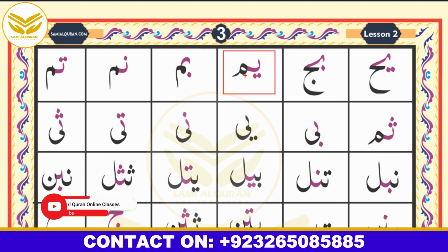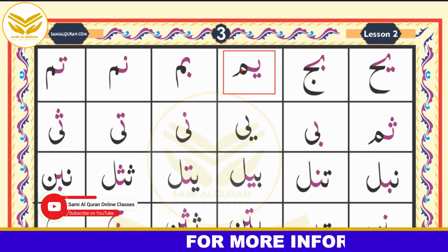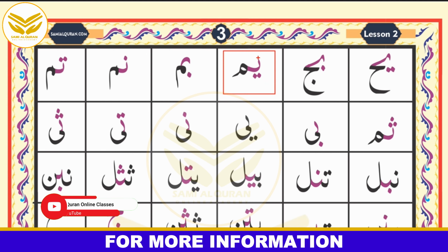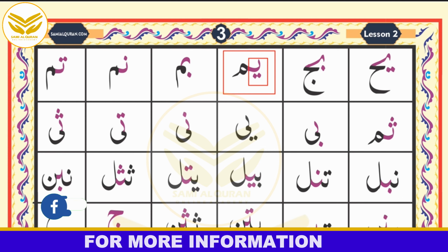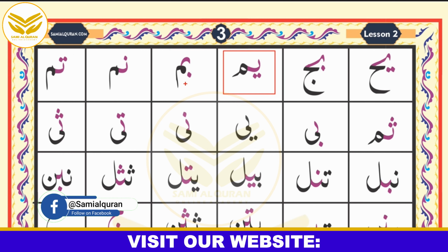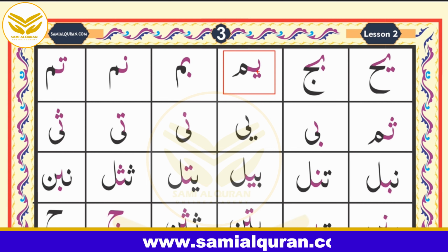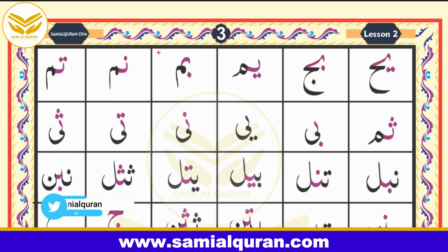Ya Mim. Here the purple one is Ya and the black one is Mim. Just remember that Ya has 2 dots in the bottom and Ta has 2 dots on the top. So let's read now. Ya Mim. Next.